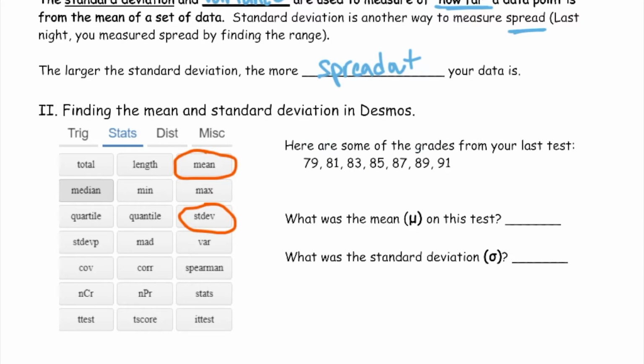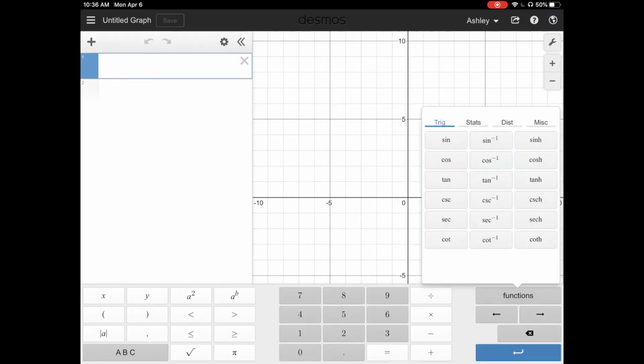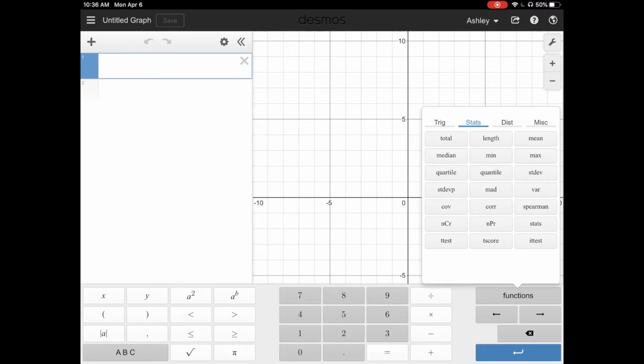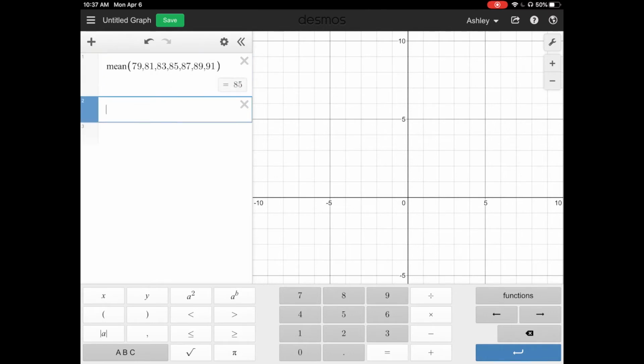So now I'm going to open up Desmos, and we're going to see what that looks like. So I'm going to click on functions, then click on stats and mean in the upper right corner, and then we're just going to type in the data with the commas and all. And it says the mean is 85.